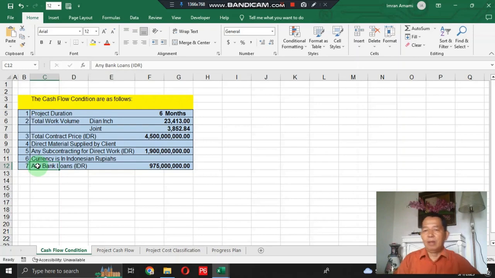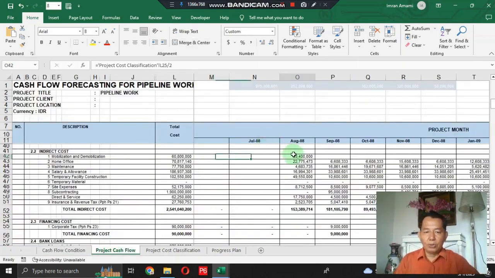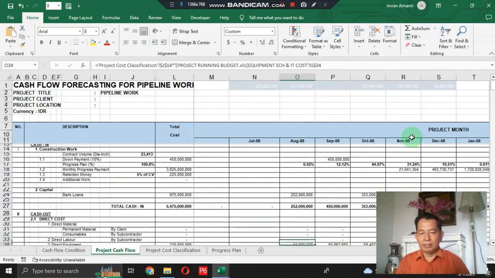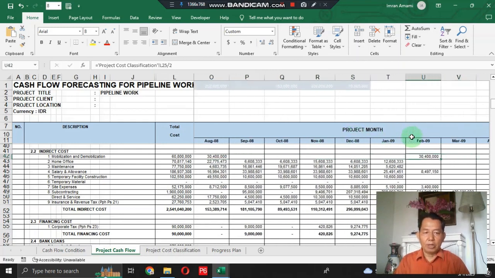There is a bank loan supporting the project financially, with a total of 975 million rupees. Also, the project month in this project cash flow template starts from August 2008 and shall be complete in the coming February 2009. This is for demobilization activities and completion of the administration process at the end of this project.